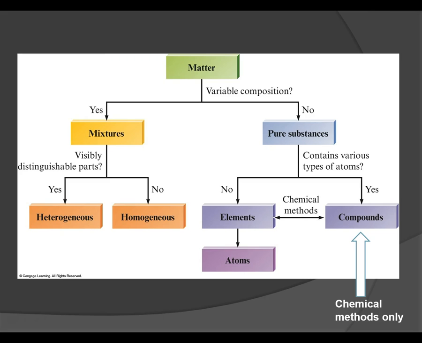For our pure substances, if it's just one set of atoms, then we say it's our elements. If it is not, if it's multiple or it's a mixture of those atoms bonded together, then it's our compound. And again, remember, chemical methods only. That's the only way I can actually break down our compounds.